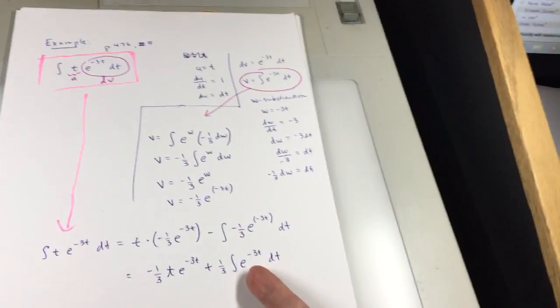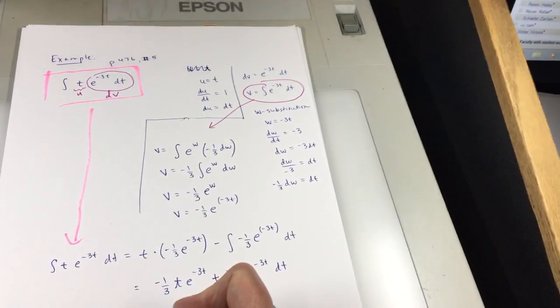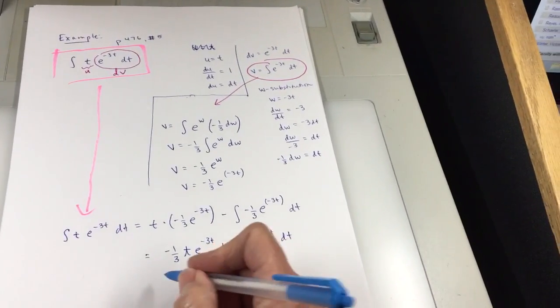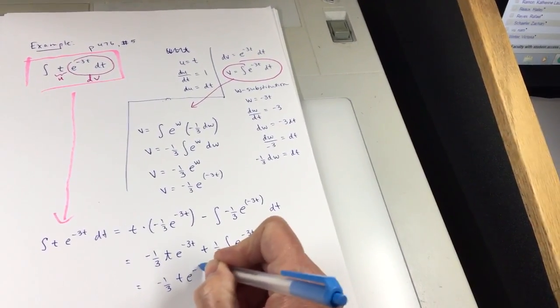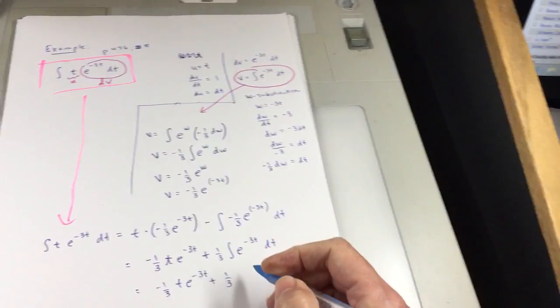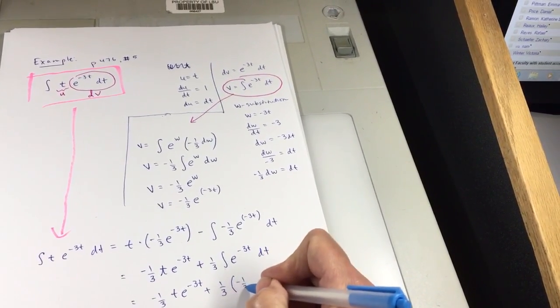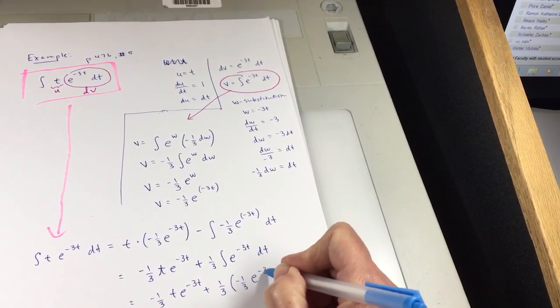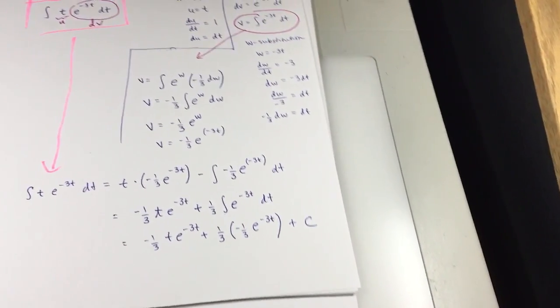So there's a w substitution again, or maybe I should call it a different letter at this point, but it's the same as the one I just did. Negative 1/3 t e to the negative 3t plus 1/3 times negative 1/3 e to the negative 3t plus c.